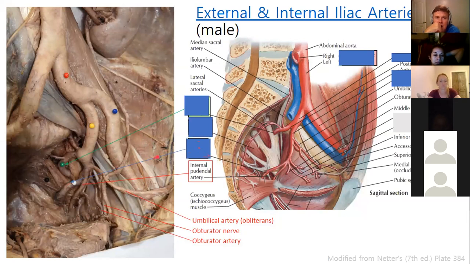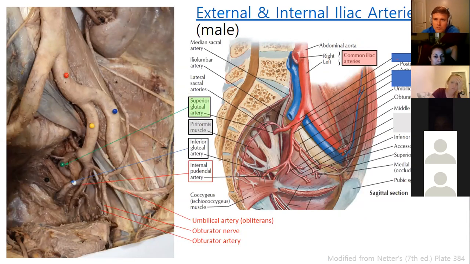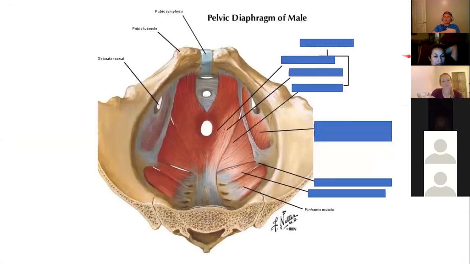Inferior gluteal? And then superior gluteal. Or that's the muscle there. Superior gluteal. I don't know what these are pointing to. Common. Oh, common's more superior. All right.